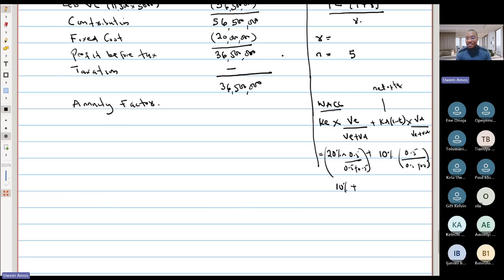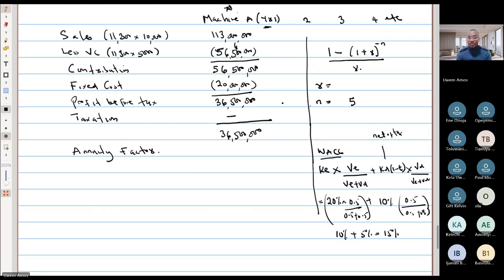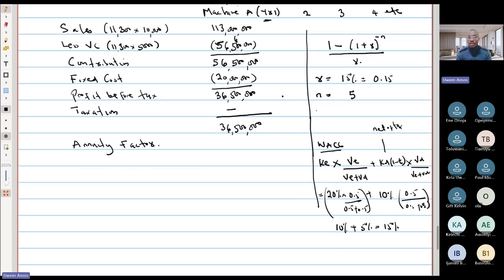10% multiplied by this, 0.5 divided by 0.5 plus 0.5 would be 5%. We give a total of 15%. Okay, so our R is 15%, which is basically 0.15. Okay, so can we plug it into our formula now to find what our negative factor is? So that would be 1 minus 1 plus R, which is 0.15, raised to the power of minus n, which is 5, divided by 0.15.